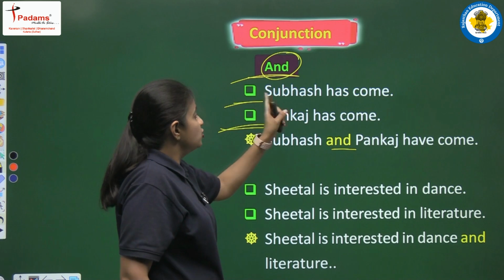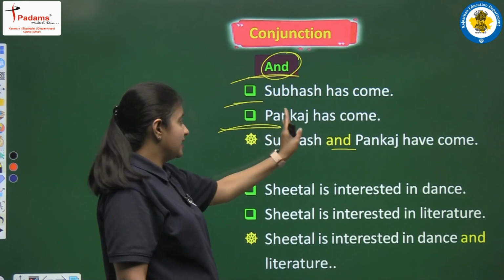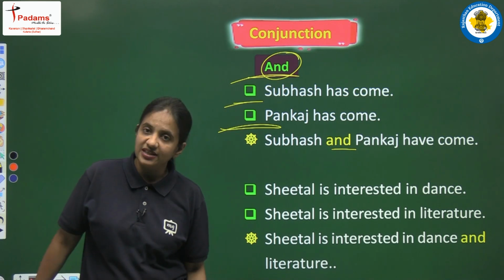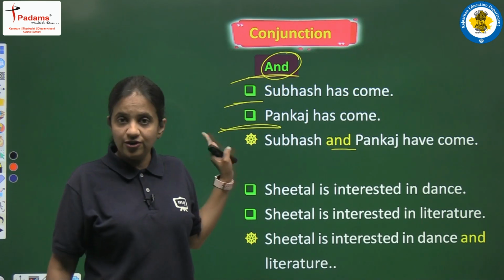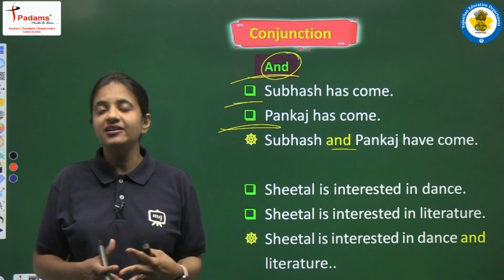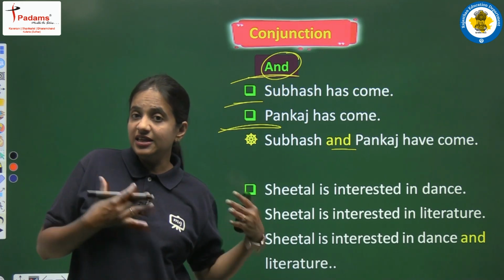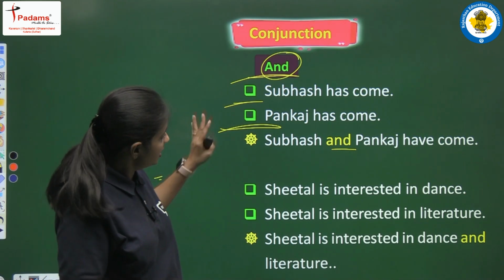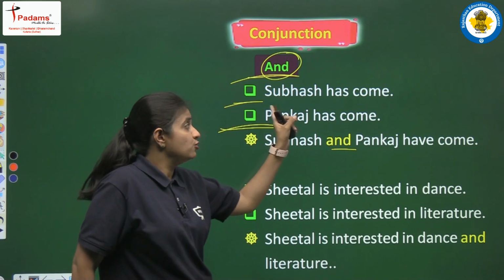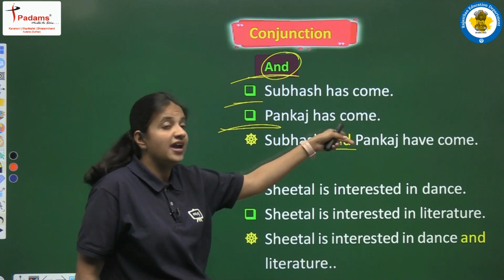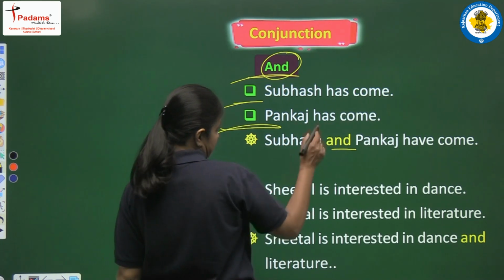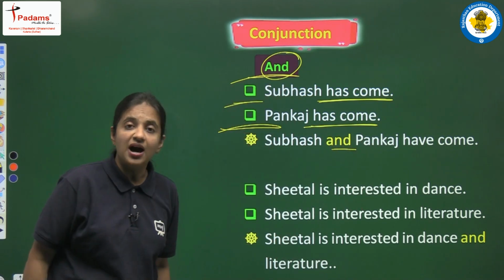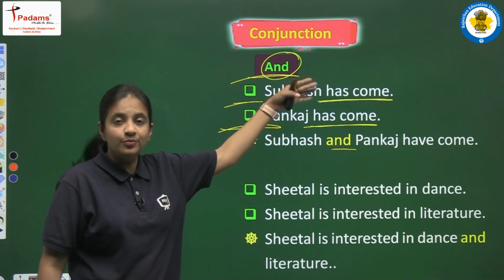So here we are having Subhash has come. Second, Pankaj has come. So now students, again one more thing is clear here, that in such kind of sentence that we have to connect using the conjunction, in this sentence we will find some or other similarity. So here we can see what we are having. Subhash has come, Pankaj has come. So here we can see one thing, that has come, has come. This is the common part, right?